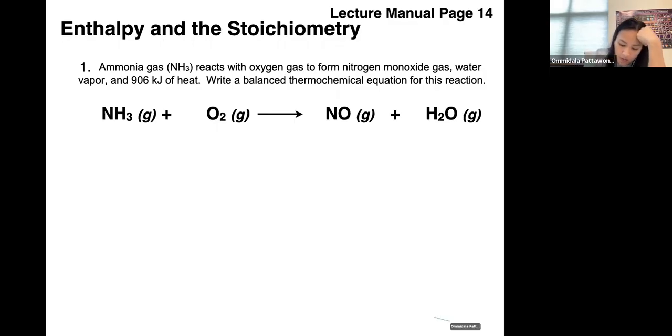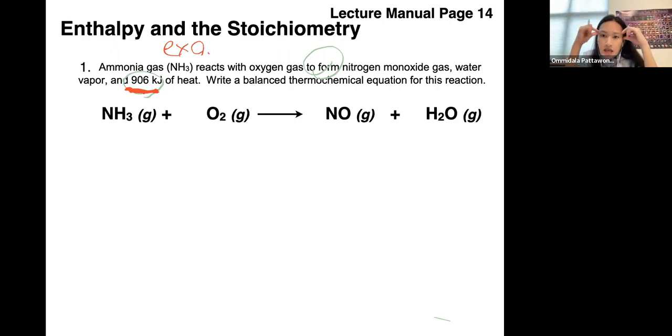So it said form, right? It forms 906 kilojoule of heat. So in this case, is this reaction exothermic or endothermic? The answer would be exothermic, right? So this reaction is going to be exothermic because it's producing that much heat, okay?